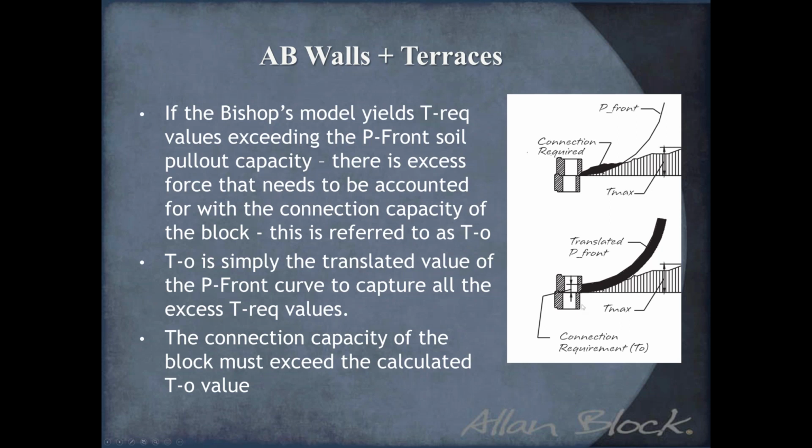So you can see in the lower picture, all we're doing is simply translating upward to make sure that a new curve is going to be completely encapsulating any of those excess T requireds. And the magnitude of that transfer upward is simply the minimum connection capacity that's required to have equilibrium within the system. Okay, pretty straightforward, I think. I hope.